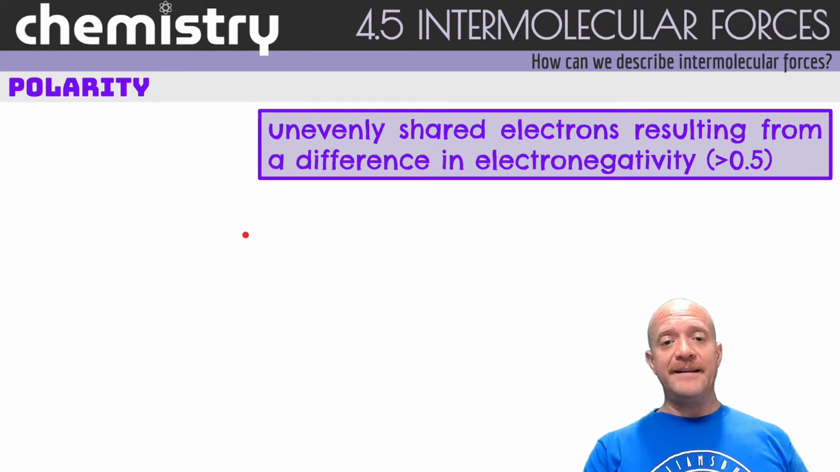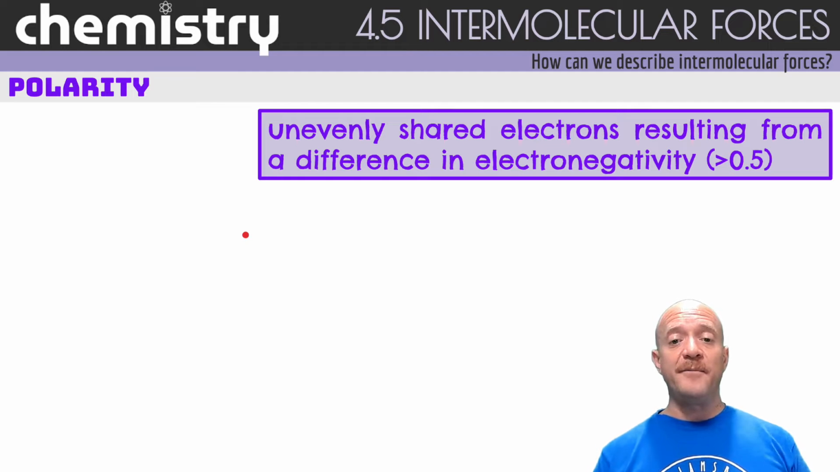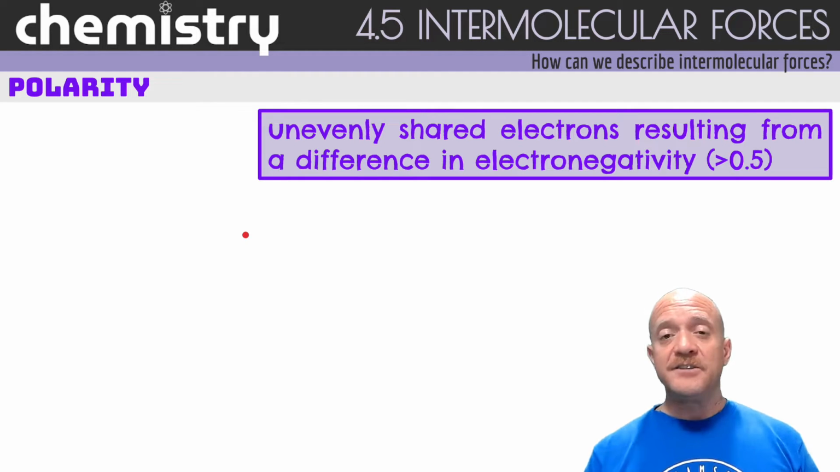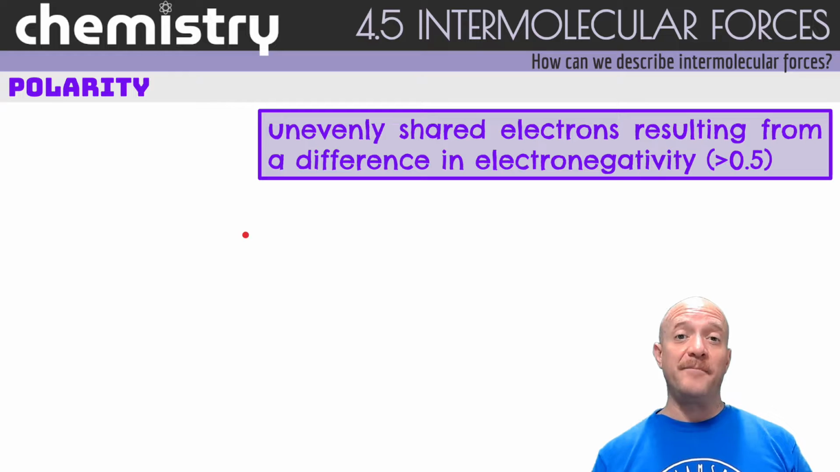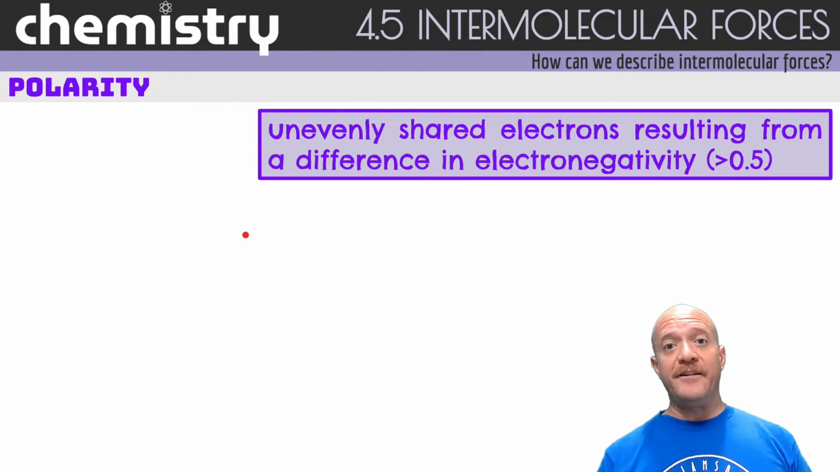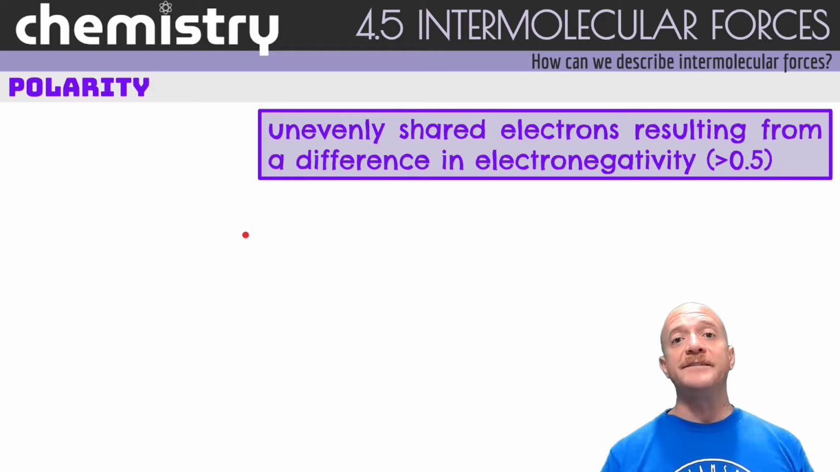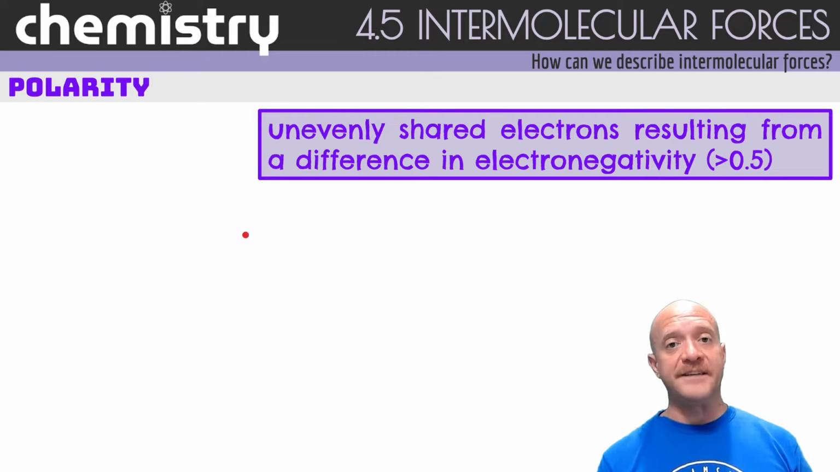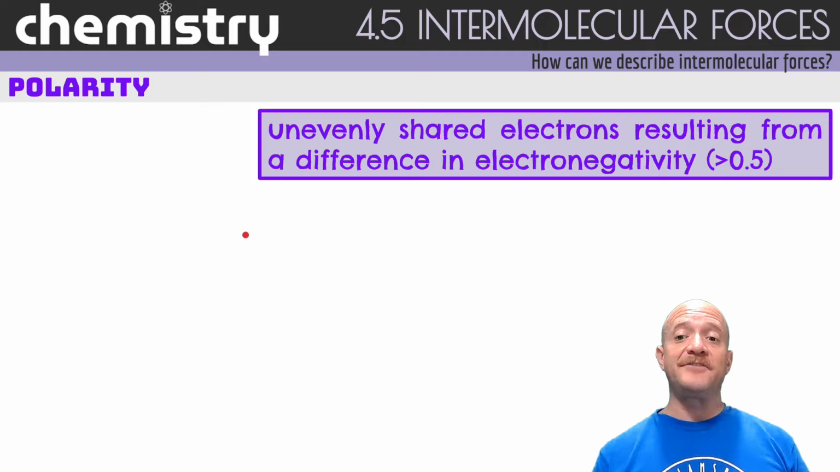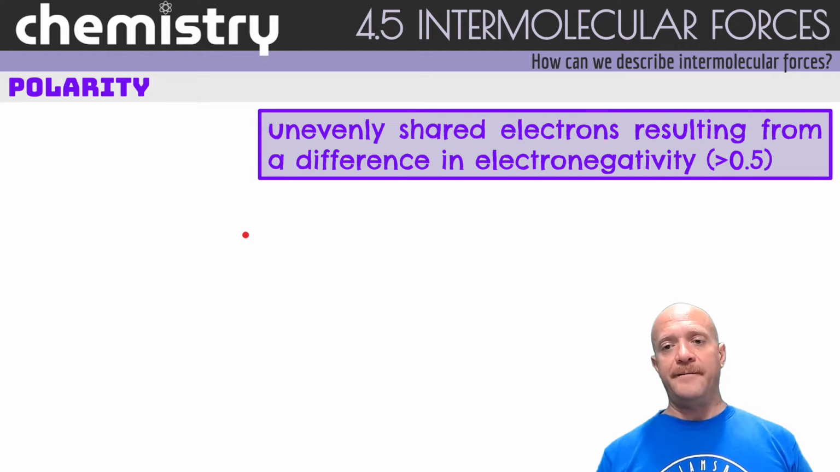So polarity is the unevenly shared electrons resulting from a difference in electronegativity. So when we're sharing electrons in a covalent bond, they're not always shared evenly. Sometimes the more electronegative element will be pulling the electrons towards it. If the difference in electronegativity is greater than 0.5, it will be a polar bond.